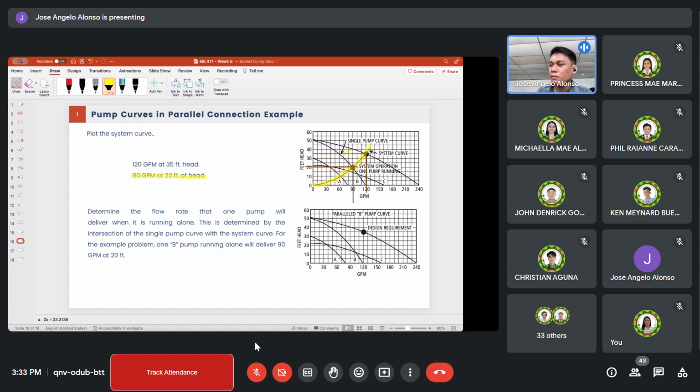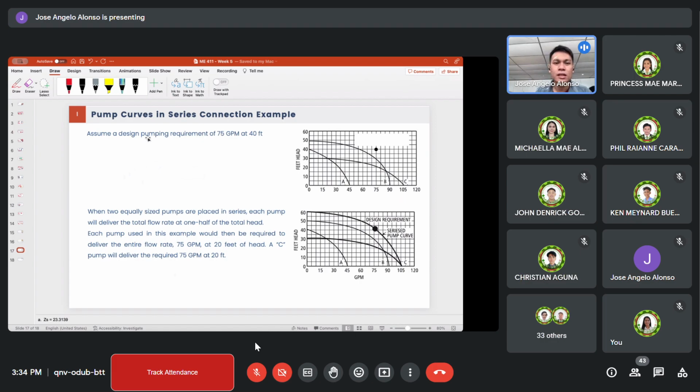So from two pumps na nag-overcome nung initial head losses natin, nabawasan na yung pump na yun, naging isa na nga lang siya. So hindi na kayang i-maintain ng pump yung 30 feet of head. Rather, kaya na lang niya mag-produce ng 20 feet of head. Pero nga lang, mas maganda nga lang is at 90 gallons per minute. So that's it for parallel pump.